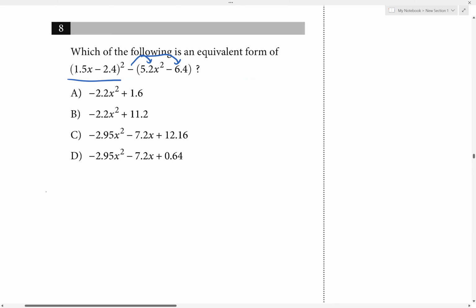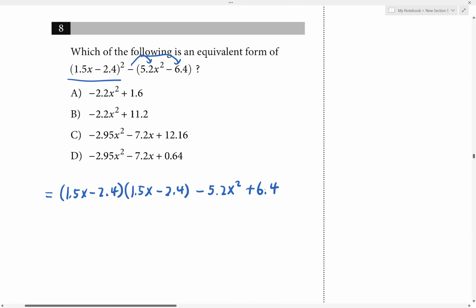We can rewrite this as 1.5x minus 2.4 times itself, right? So we multiply it by another 1.5x minus 2.4. And then we have to distribute and multiply, and this will be like FOIL. And then for the second parenthesis, we'll just distribute the negative. It should be minus 5.2x squared. And then a negative times a negative 6.4 should become a positive, so it would be plus 6.4.